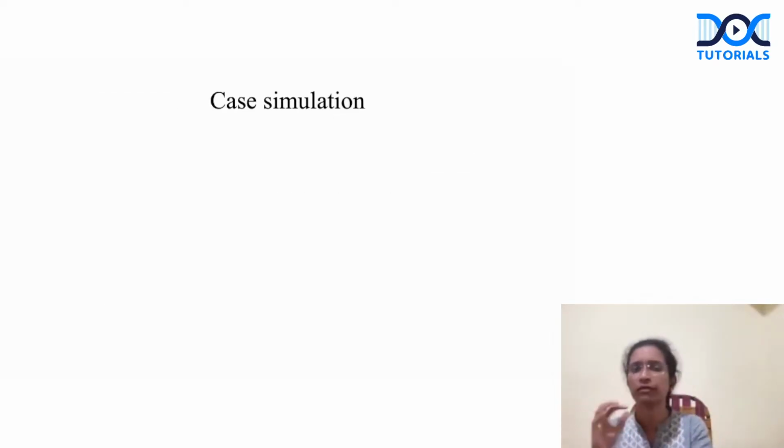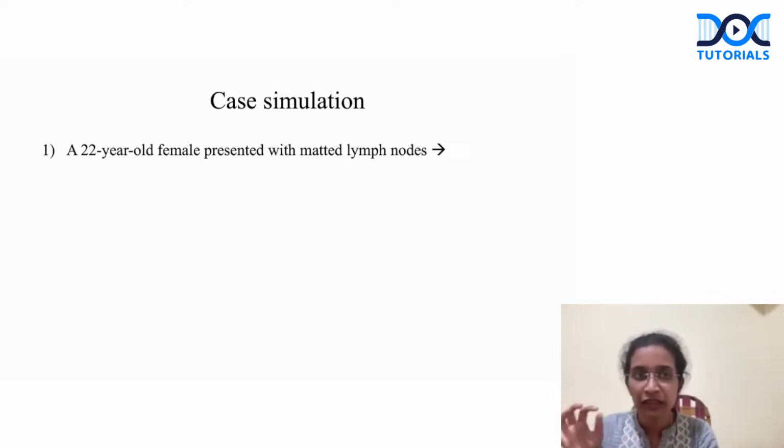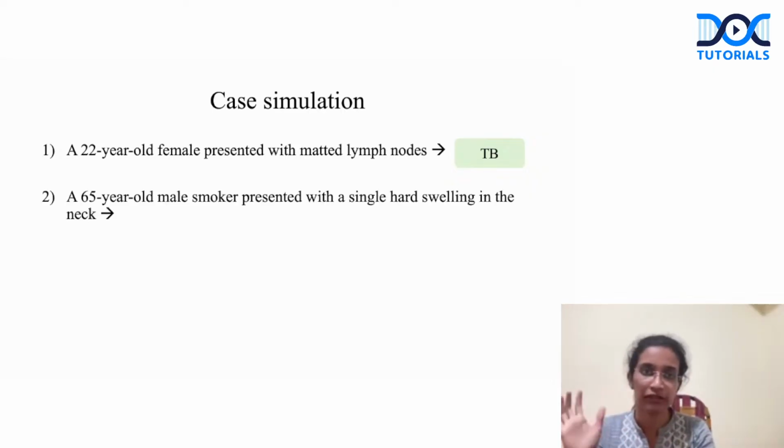Now I'll give you some examples. Try answering this. A 22-year-old female presented with matted lymph nodes. So what is the diagnosis? Just say young female. It's very rare to be a malignancy at this young age. But there is another clinical clue here: matted lymph nodes. So it is a tuberculous lymph node. So start eliciting history in that direction: evening rise of temperature, cough with expectoration, fever, night sweats, loss of weight and appetite, and look for other system involvement, all such things.